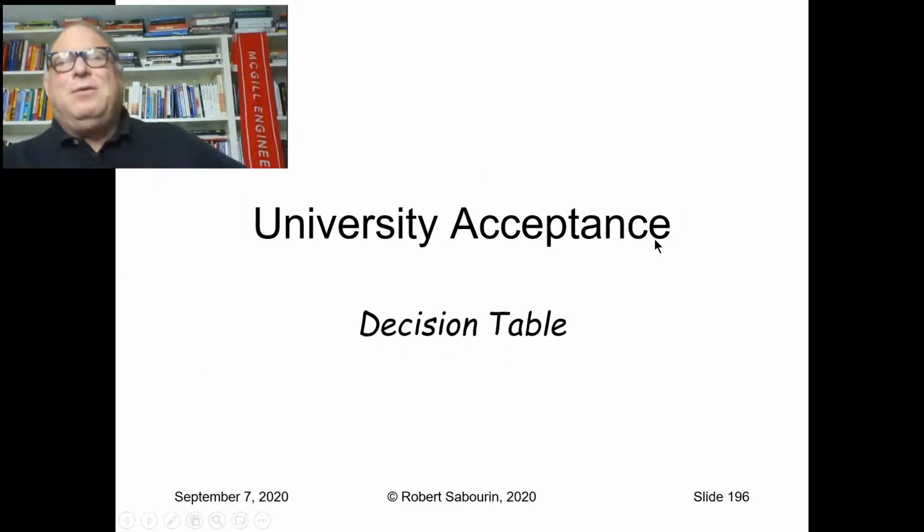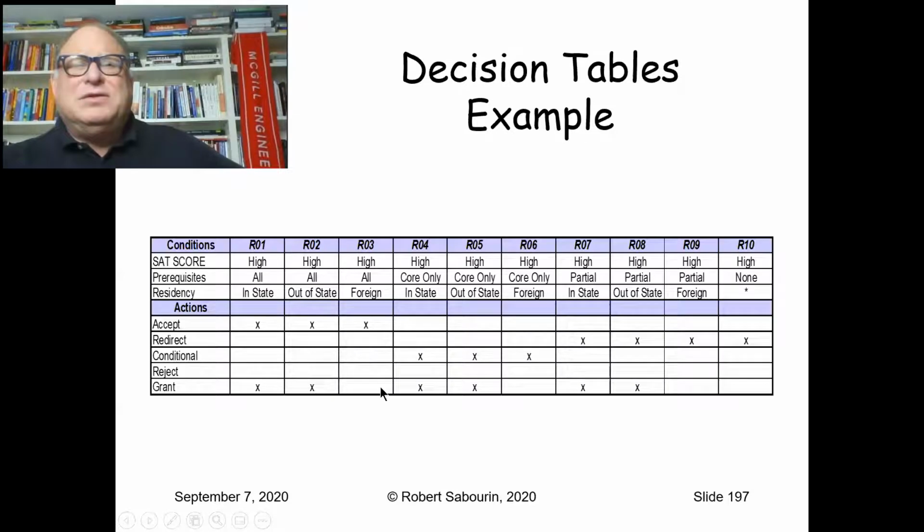What about the following example? This is an example of a decision table that's used to decide what to do based on university applicants at some fictitious American university. So there's 3 conditions for eligibility. One is the SAT score, which could be high, low, or medium. Do you have the prerequisites, all the prerequisites, part of the prerequisites, the core prerequisites only, or none of the prerequisites? And where do you live? Do you live in state, out of state, or are you from a foreign country? So those are the 3 conditions.